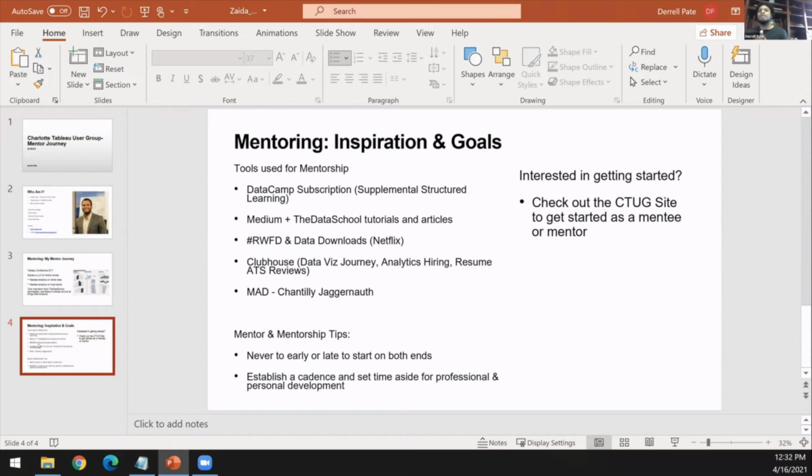And we supplemented this also with a DataCamp subscription, which runs the gamut across all things analytics. So coming up to speed with SQL, coming up to speed with Python and Pandas for data analytics, and then finally using Tableau, specifically Tableau Public, as a tool that was free and gave us the ability to really visualize some of the data that we were looking at. Medium and Data School tutorials and articles were a great resource for me.